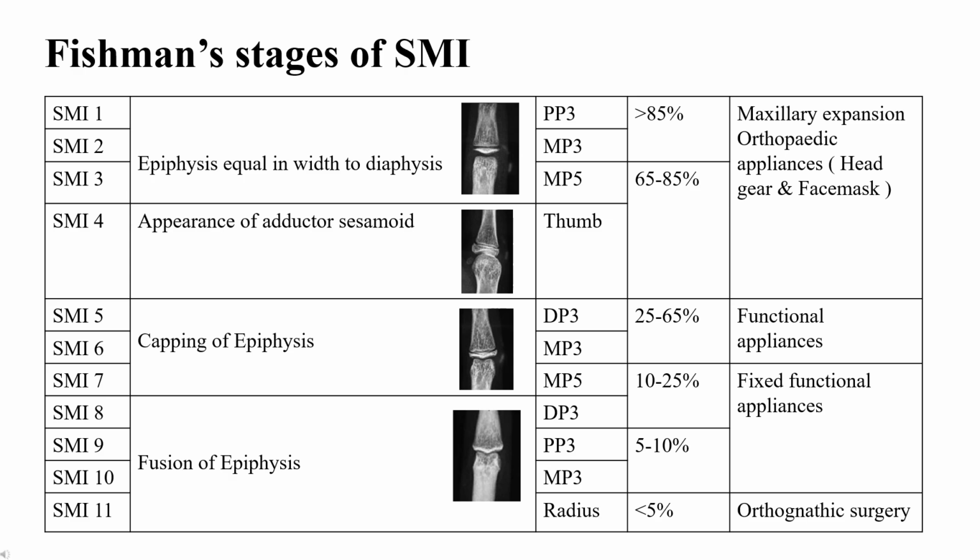Stages 1 to 4 are ideal for growth modification of the maxilla, including expansion, maxillary growth restriction with headgears, and maxillary protraction with face mask. Stages 5 and 6 are ideal for correction of skeletal class 2 malocclusion due to mandibular retrognathism with functional appliances, and stages 7 to 10 for fixed functional appliances. After which the skeletal malocclusion cannot be corrected by growth modification procedures.